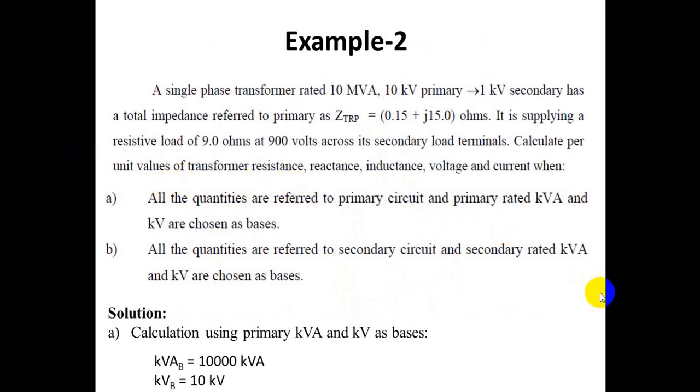This is the second example of a transformer in which the per unit system will be verified. In the given data, a single phase transformer rated 10 MVA, 10 kilovolt primary to 1 kilovolt secondary, has a total impedance referred to primary of ZTRP equal to this value. It is supplying a resistive load of 9 ohms at 900 volts across its secondary load terminals, and we have to calculate the per unit values of transformer resistance, reactance, impedance, voltage and current, all the required values.